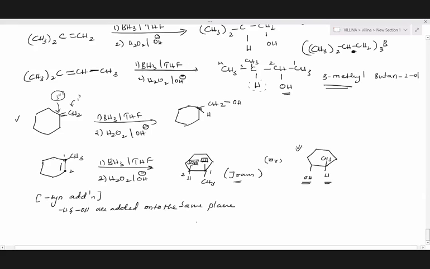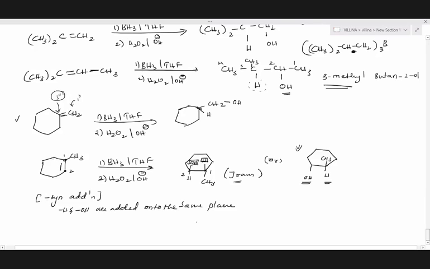Why? Because according to the anti-Markovnikov's rule, like this is the skeletal structure, two things should be added, one over here, another onto the CH2 group. Hydrogen will be added to the carbon containing less number of hydrogens. So this is our tertiary carbon and this is our primary carbon. So hydrogen will get attached to the tertiary carbon and the other end, the free CH2, will have the OH. So this is our final product.